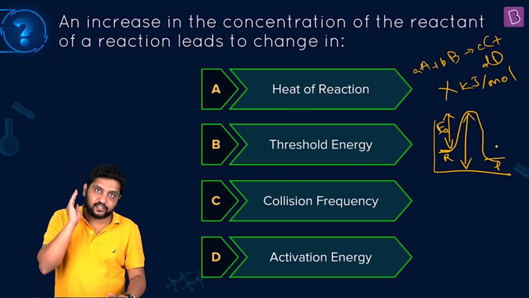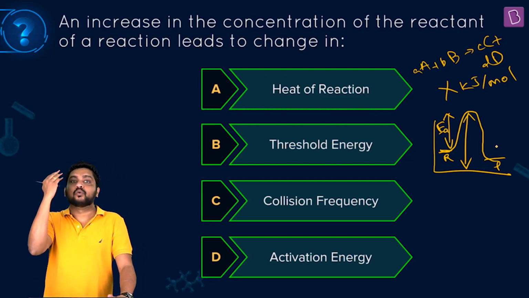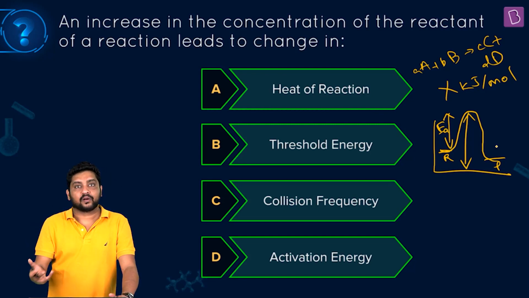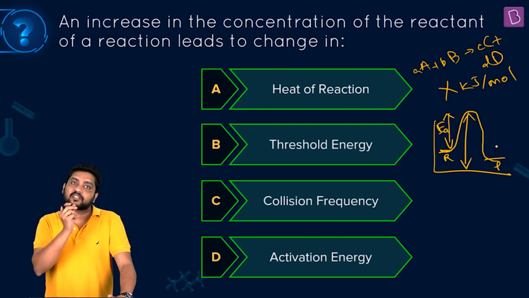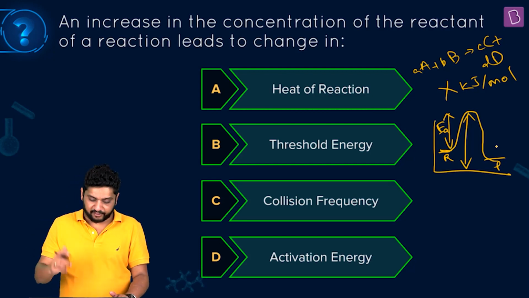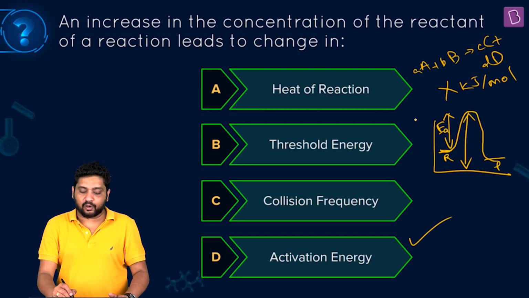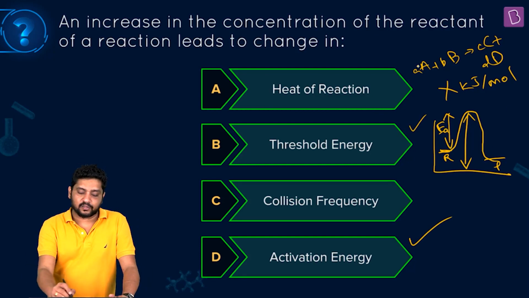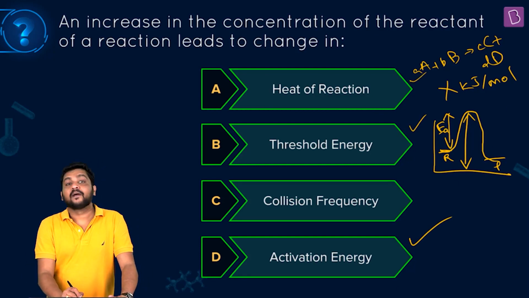So the energy that they should carry for them to convert into products is what you call threshold energy. I'm not changing that just by adding reactants, right? I'm obviously not going to be able to affect that. Activation energy is also not affected, threshold energy is also not affected, heat is also not affected. Obviously collision frequency had to be the answer.